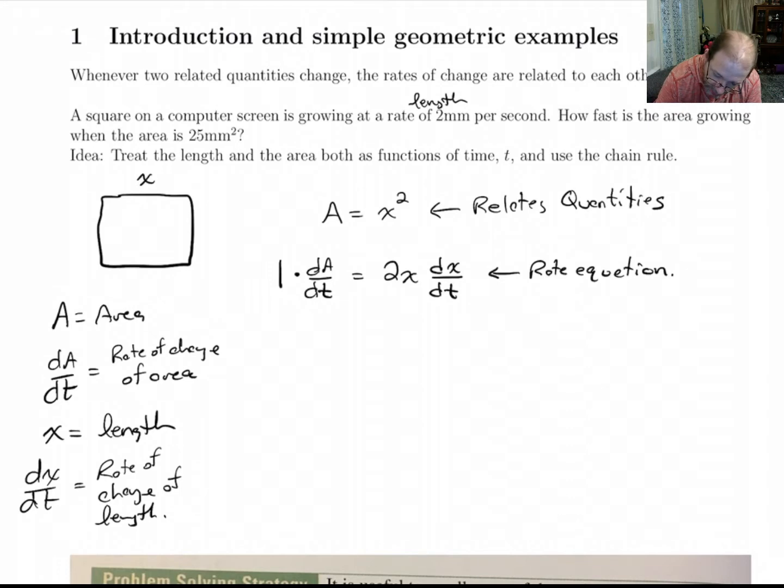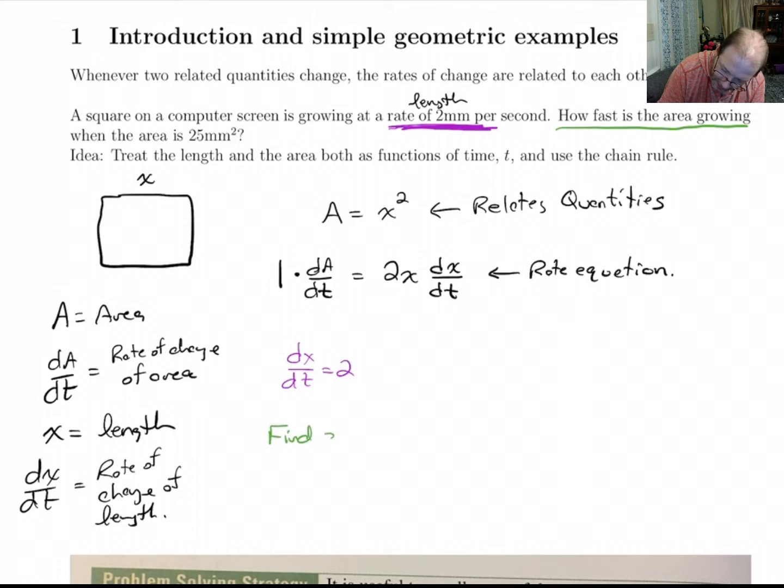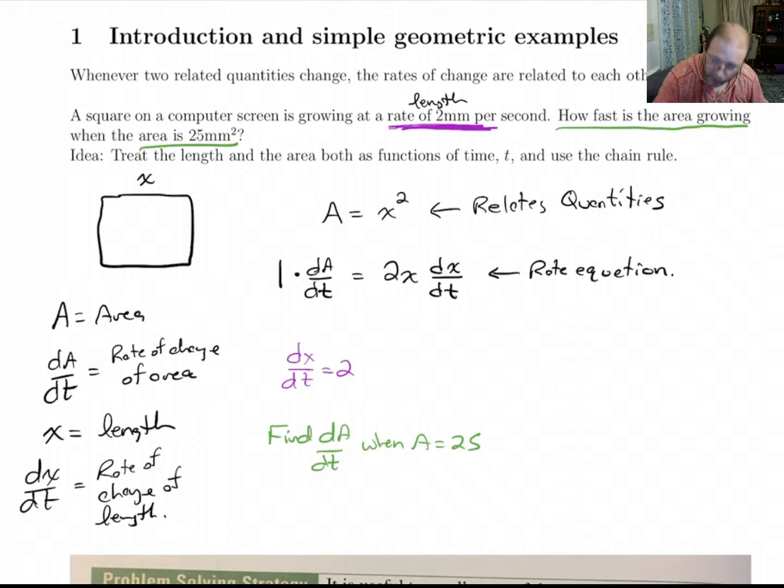The question was, well, before we do the question, let's look at what they tell us. They say the length of the square is changing at a rate of 2 millimeters per second. So what they're telling us there is dx/dt is 2. And what they're asking us, how fast is the area growing? They're really telling us to find dA/dt when the area is 25. So what we've got to do is just plug into the rate equation and solve for dA/dt.